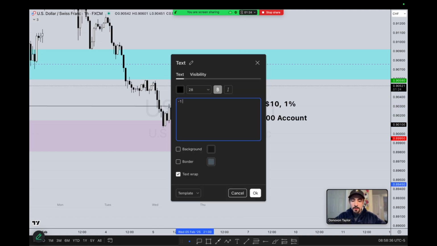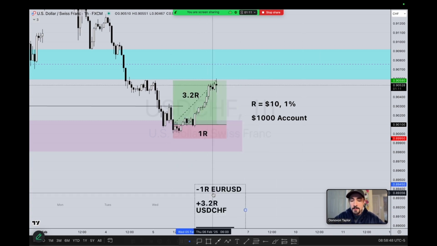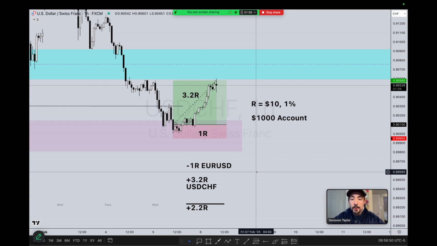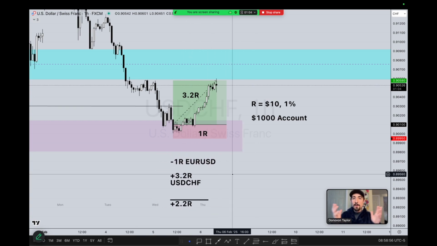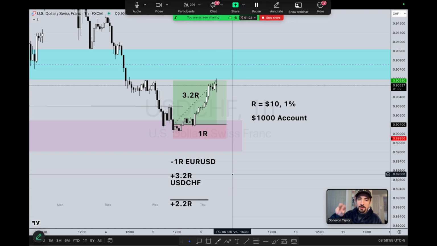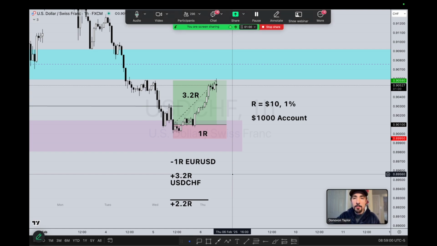We had -1R Euro USD. We had plus 3.2R USD CHF, which is equal to plus 2.2R at the end of the, well, not even the end of the week. This is just, you know, as of today. Today's Thursday. So you could literally 50-50, you have a 50% win rate here. You won 1 trade, you lost 1 trade, and you're up 2.2R.